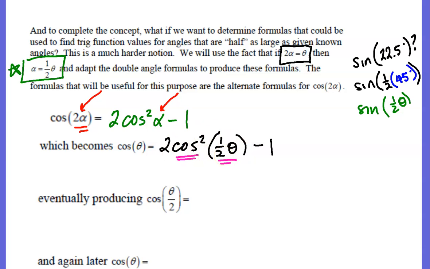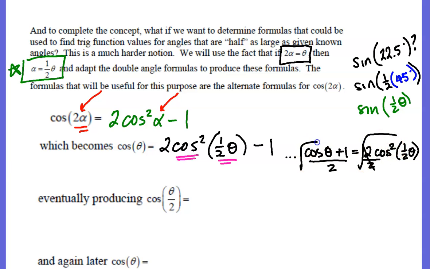So, okay, how am I going to do that? I am going to try to isolate this guy. So I'm going to add this one, which gives me this. Right? Everybody see that? I added the one. I'm going to divide by 2. And then careful, I do need to get rid of the squared, so I'm going to square root both sides. So I think everybody can see that one.